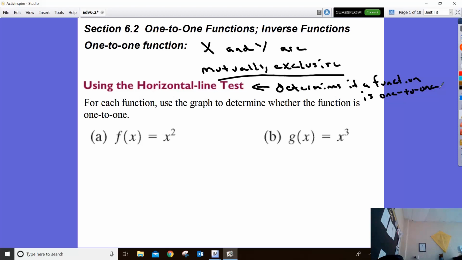So we use a horizontal line test to see if something's one-to-one. Horizontal line test determines if a function is one-to-one. I was hoping you guys remembered more about it because I don't have enough room to write down the definition of horizontal line test. Here's the definition of a horizontal line test. If a horizontal line intersects a graph only one time, the function is one-to-one. Only once.